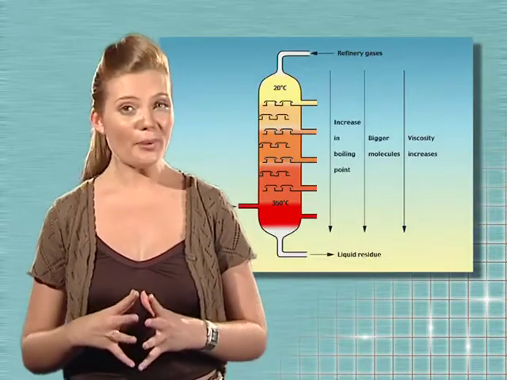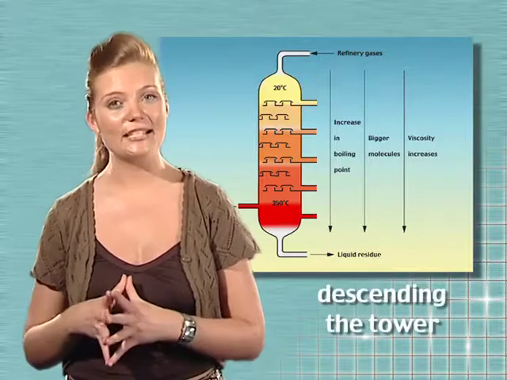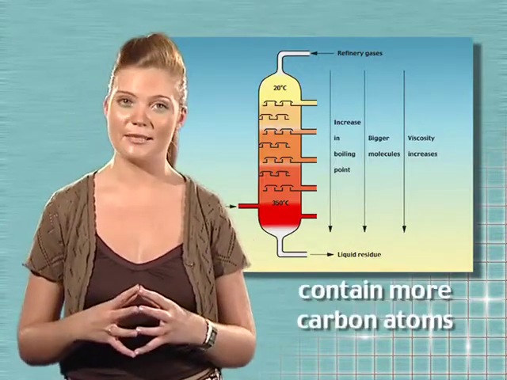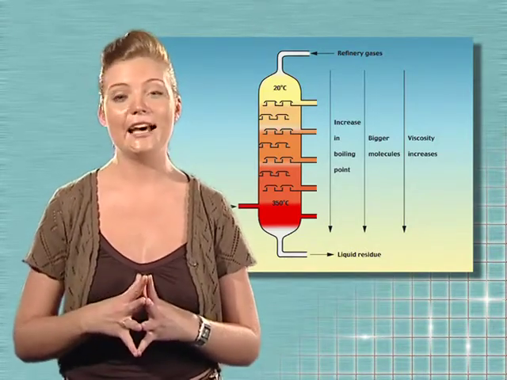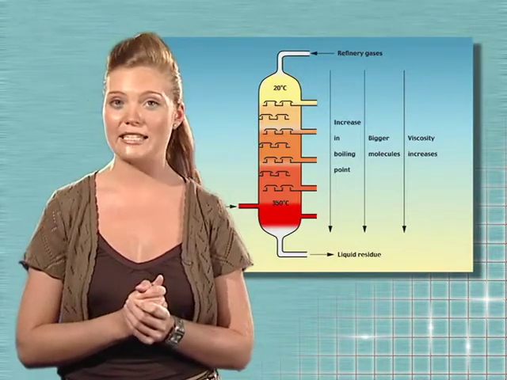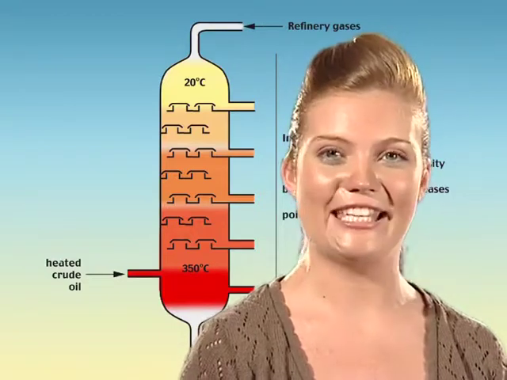Let's compare the fractions obtained from an oil refinery. As the tower is descended, the molecules are bigger. They contain more carbon atoms and the fractions become more viscous, meaning less runny. As the molecules increase in size, the van der Waals forces between them increase. This is why there is an increase in boiling point and viscosity. These boiling point fractions, although they are still complex mixtures, are more useful than the original crude oil.